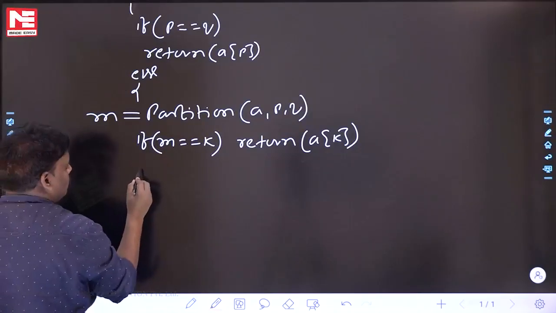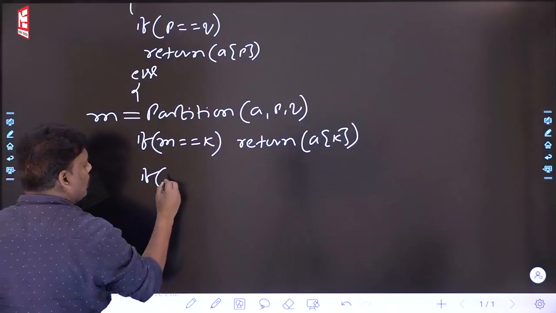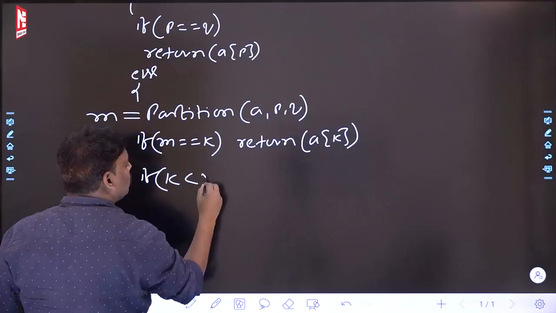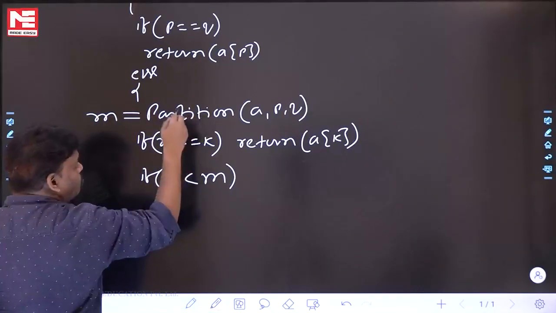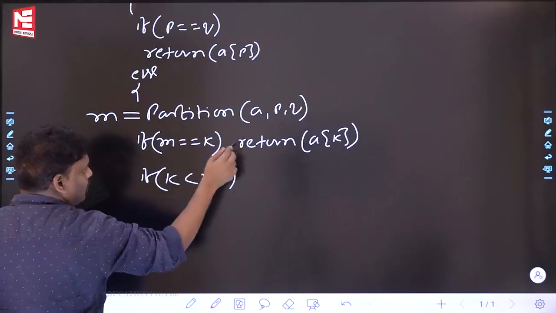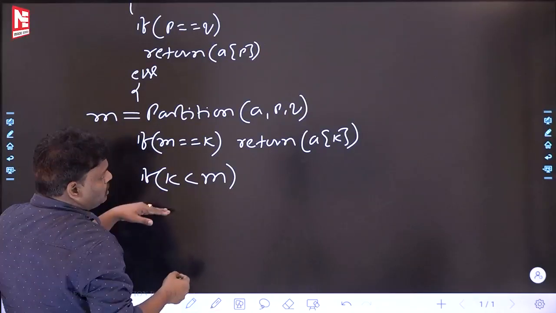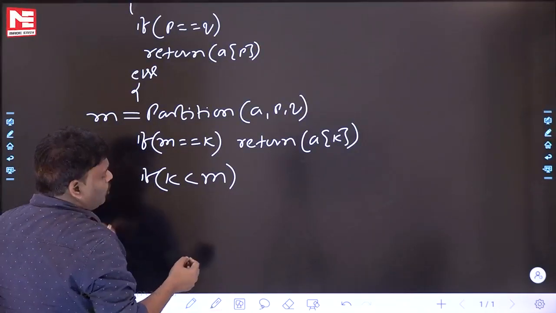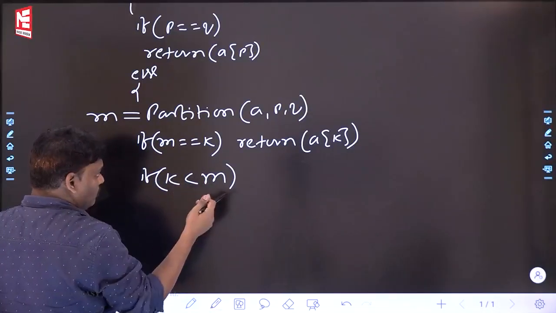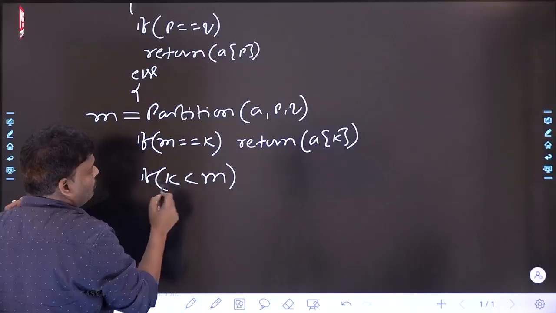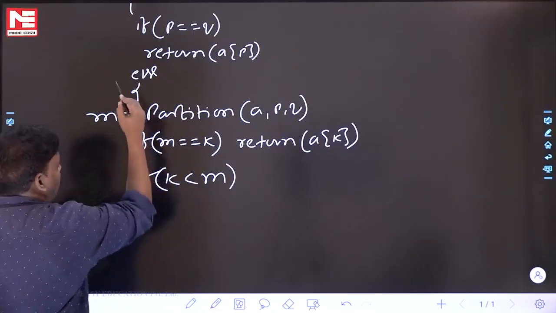Then what should I do? You have to write like this. If k is less than m, what is the meaning? You want the kth smallest element, and he is saying that I know the mth smallest element. Unfortunately both are not equal. He simply said that you are less than me, meaning you want a smaller element, so the left hand side is there. Now on the left hand side you have to apply the selection procedure.